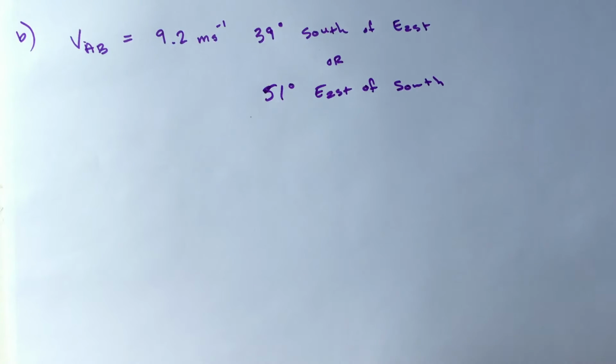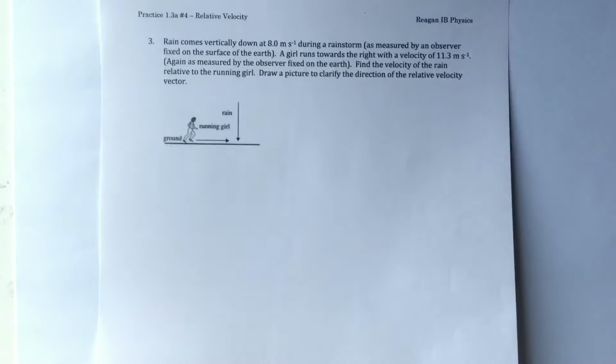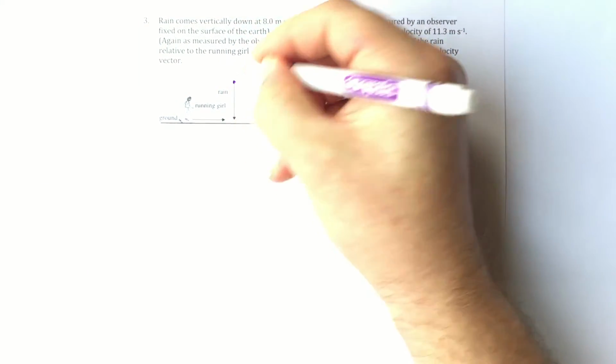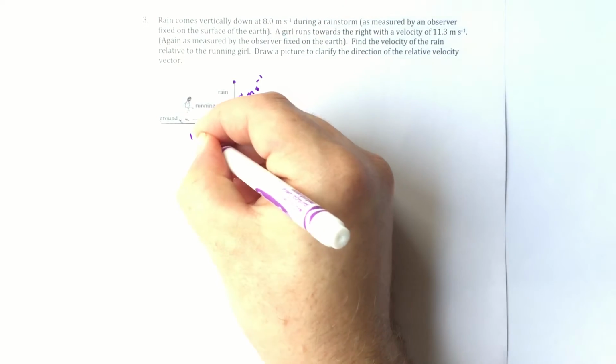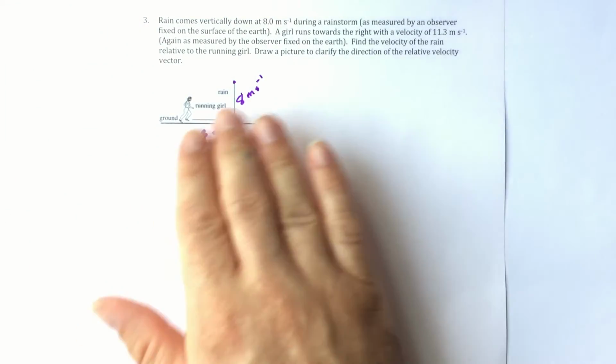All right, and let's take a look at this last problem. Rain comes vertically down at 8 meters per second during a rainstorm. So this rain is traveling vertically down. We could just write 8 meters per second here. And a girl runs towards the right with a velocity of 11.3, again, measured by a person fixed on Earth. Find the velocity of the rain relative to the running girl. So you ask the girl which way the rain is going. What does she think? Draw a picture to clarify the direction of the relative velocity vector.